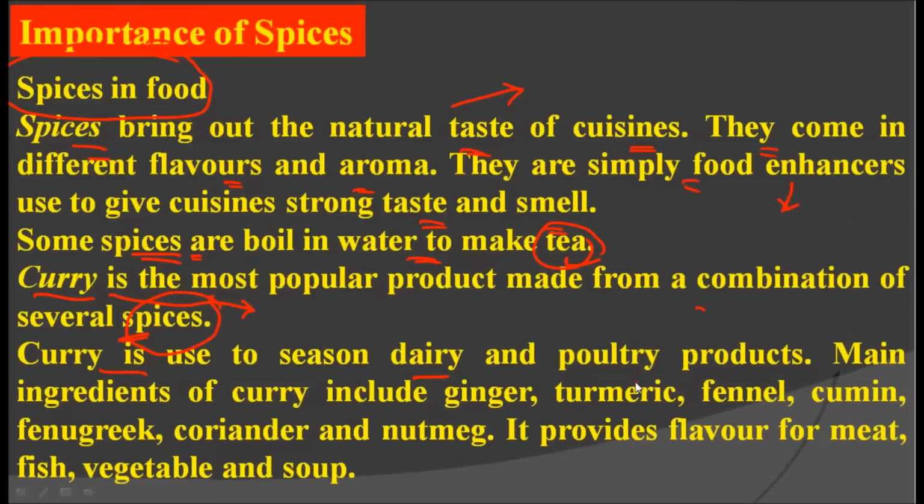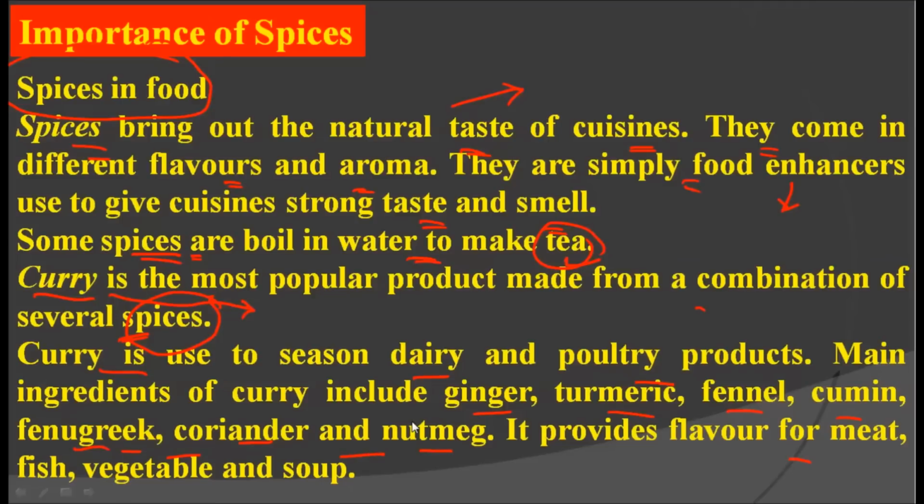Main ingredients of this curry include ginger, turmeric, fennel, cumin, fenugreek, coriander, and nutmeg. It provides flavor for meat, fish, vegetables, and soups. So this is the importance of spices in the food.